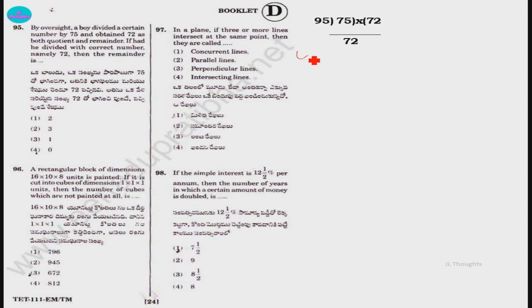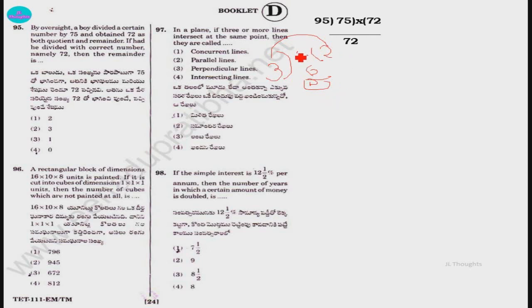And we all know that if we divide, for example 6, if we divide 6 by 3, so 3 2s are 6. Is there any remainder? No, 0. So if you multiply this back, what will you get?